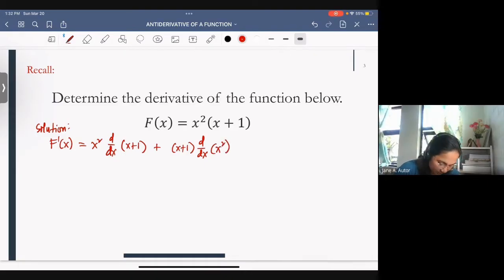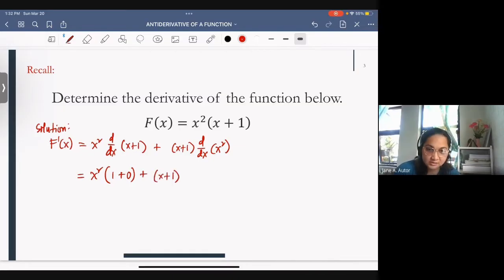So let's find the derivative of these respective functions. We have first copy x squared and then multiply the derivative of x plus 1. So derivative of x is equal to 1. Derivative of 1 is 0. Plus copy x plus 1 and then derivative of x squared by power rule, we have 2x. Now let's simplify these expressions.